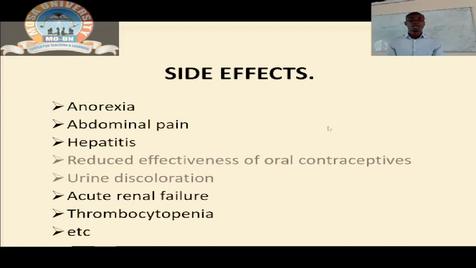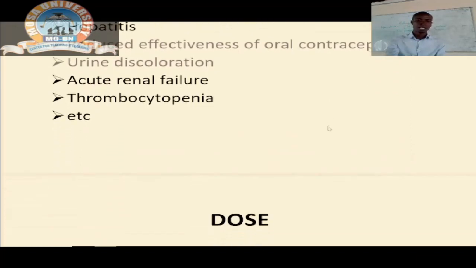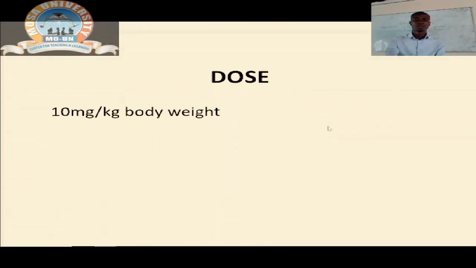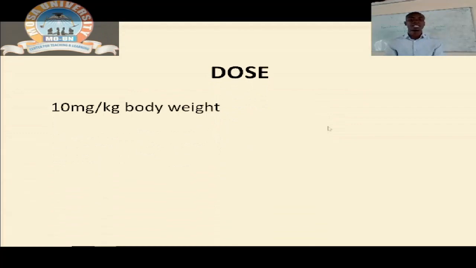The other thing is thrombocytopenia. It reduces the white blood cells in the body. So a client needs to do a full blood count to monitor the white blood cells in a patient's body. The dose of rifampicin, we give 10 milligrams per kg body weight. That's the dose for rifampicin.